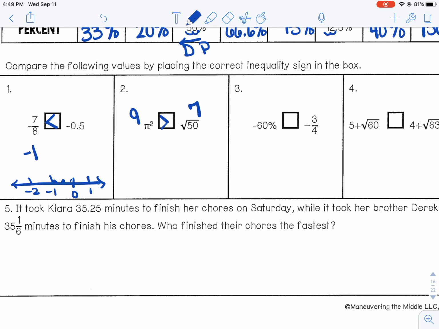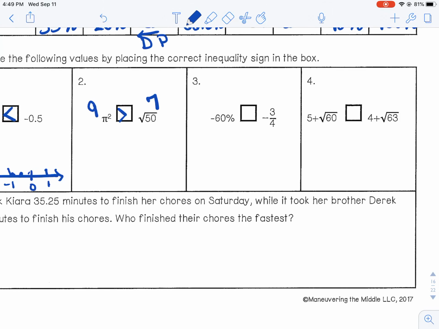For number 3, I have a percentage and I have a fraction. I want to make them both decimals. So in order to make negative 60% into a decimal, I'm going to move the decimal 2 places to the left and make that negative 0.60.